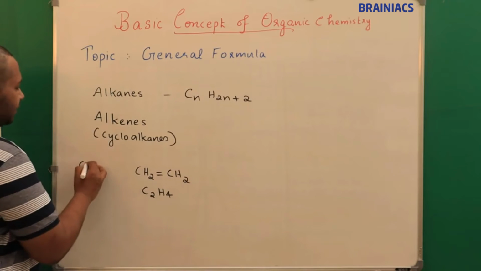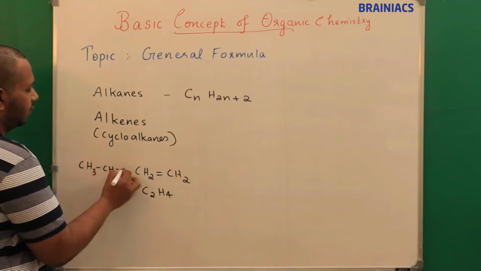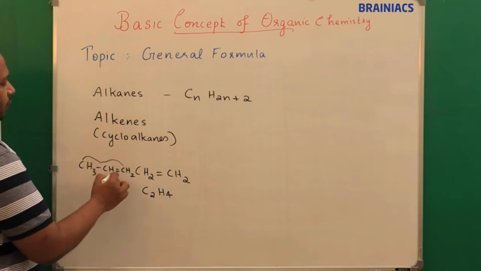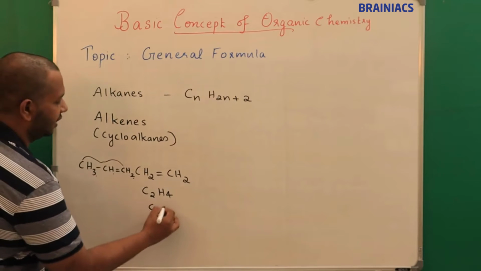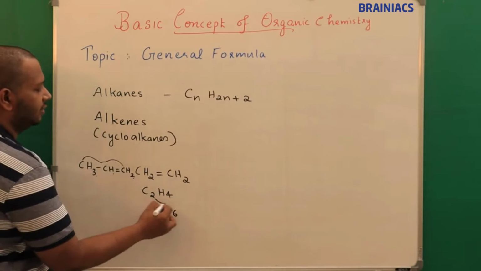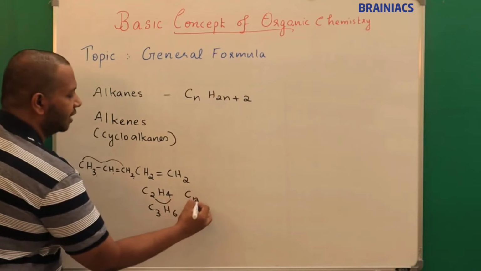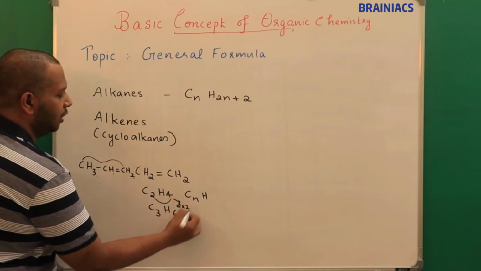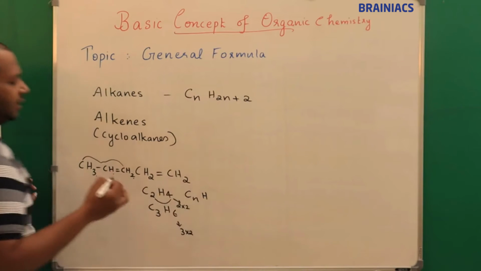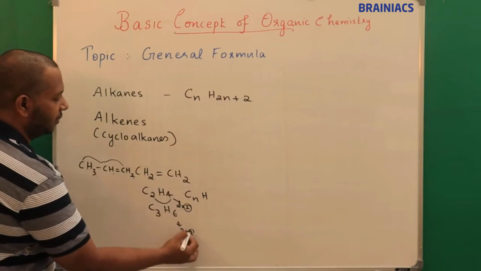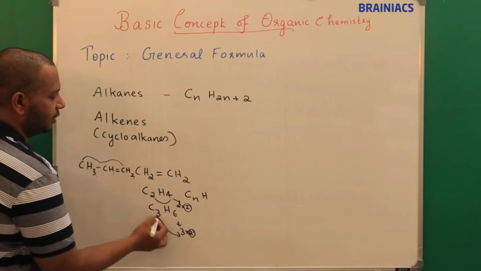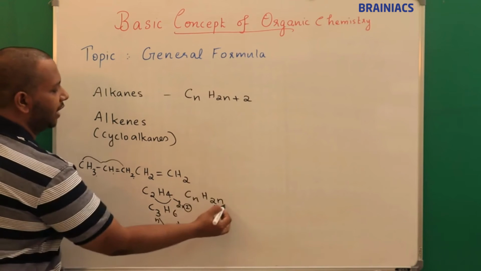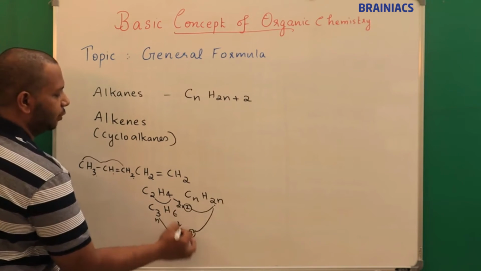Now the next alkene is CH3CH double bond CH2, that is propene. How many are there? 3 carbon, and 3 plus 1 is 4, 4 plus 2 is 6. So C3H6. You can see that the hydrogen count is always a multiple of the carbon count. If I assume this as n, then 4 is 2 into 2, and 6 is 3 into 2. So the 2 remains the same and this keeps on changing, and this has the same value as this. If this is n, then this should be 2 times n, because 2 is fixed and this keeps on changing.